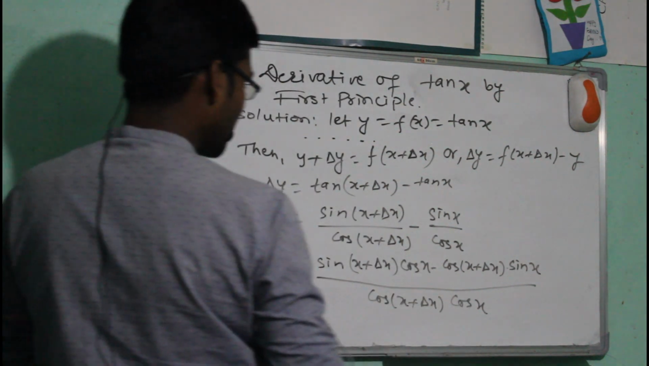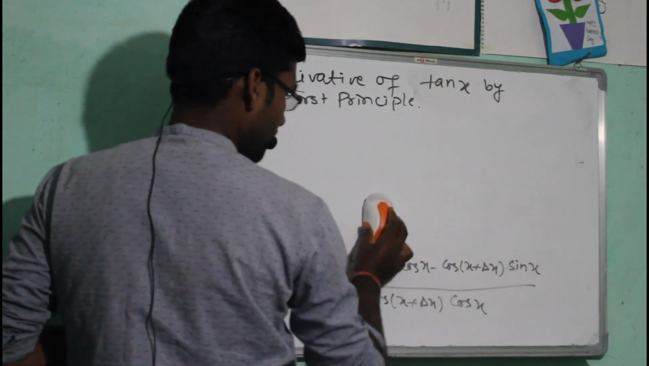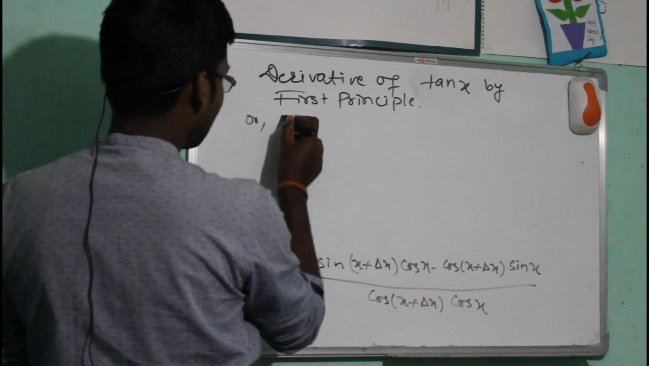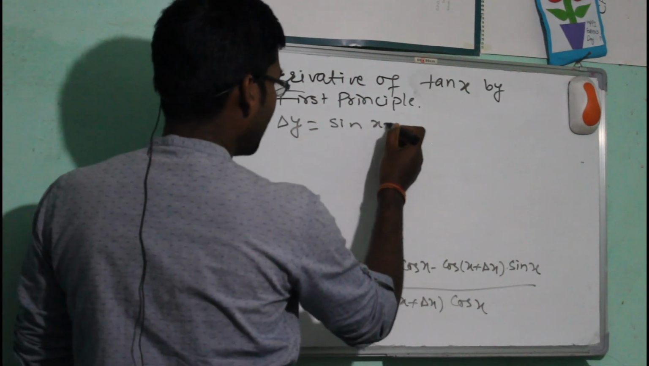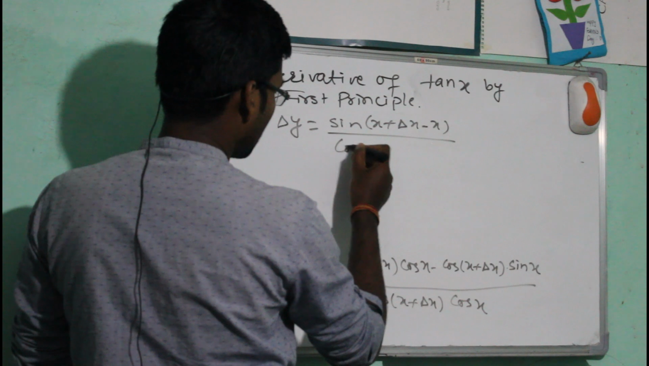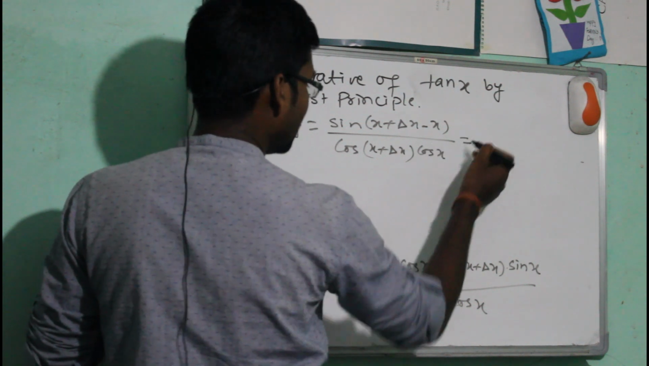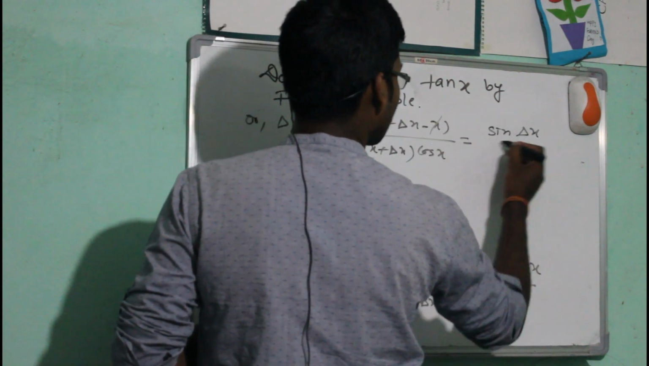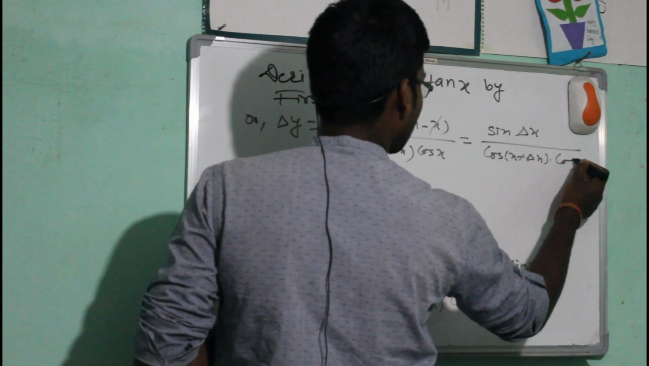Okay, so now what we can see here, the numerator goes in a formula, so let's write down the formula for the numerator, so that we'll be getting here, this is sine a cos b minus cos a sine b, so we can write here delta y equals sine (a minus b) whole divide by cos (x plus delta x) times cos x, and this can be written as, so now x and x cancel, so that it is here sine delta x by cos (x plus delta x) and cos x.